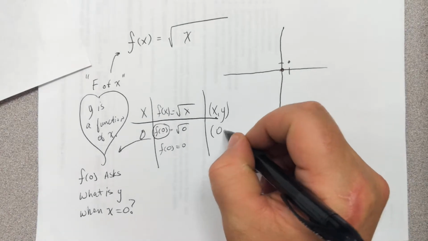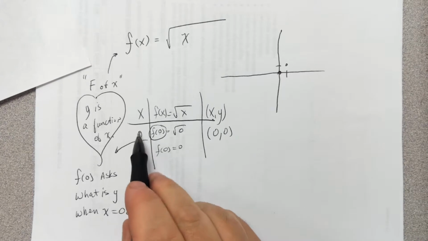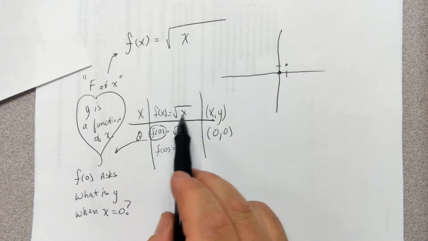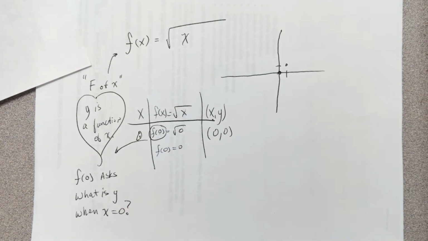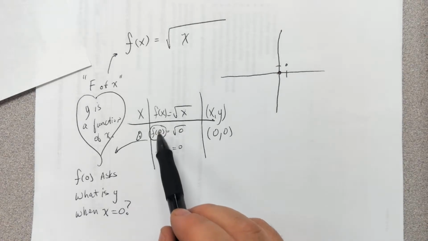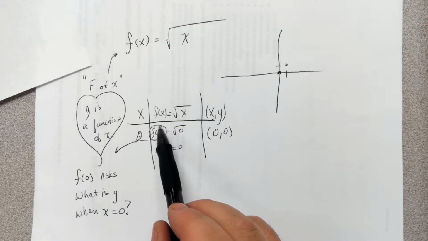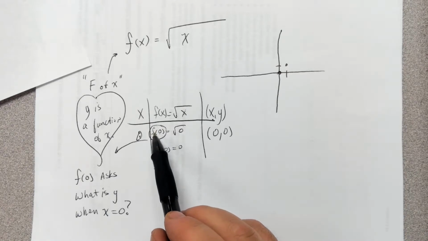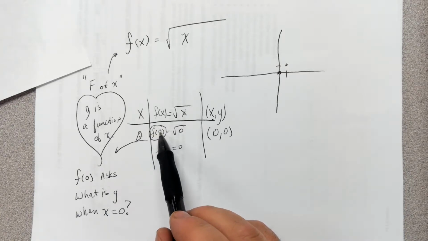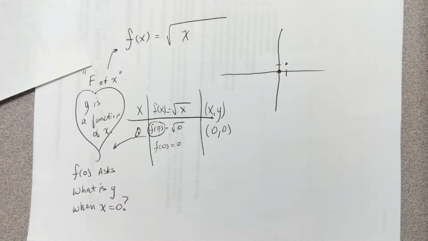So here's what we got. 0, 0. X is 0. Plug in x, simplify it, and figure out what y equals. This basically says, this is what y is equal to when x is 0, because this number inside the parentheses is showing you what x is.